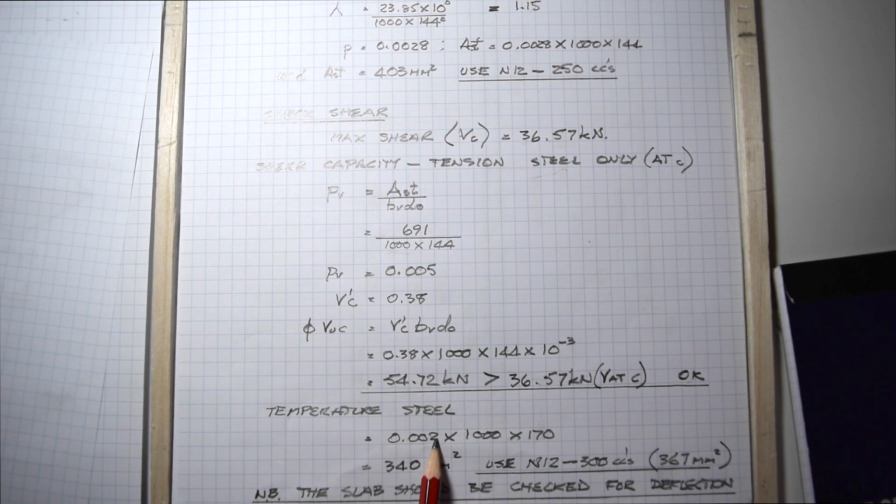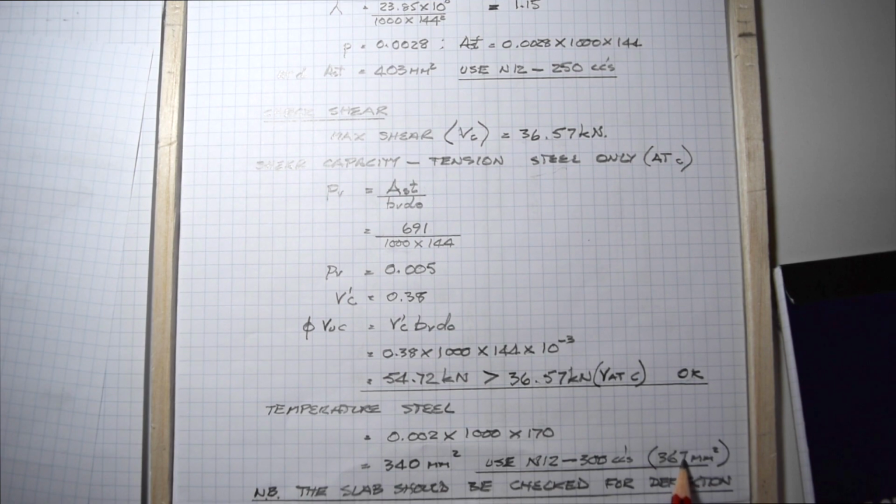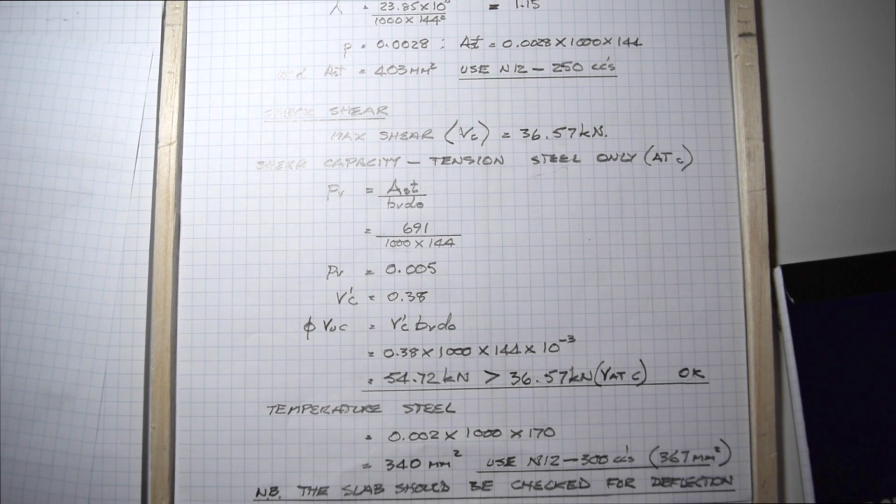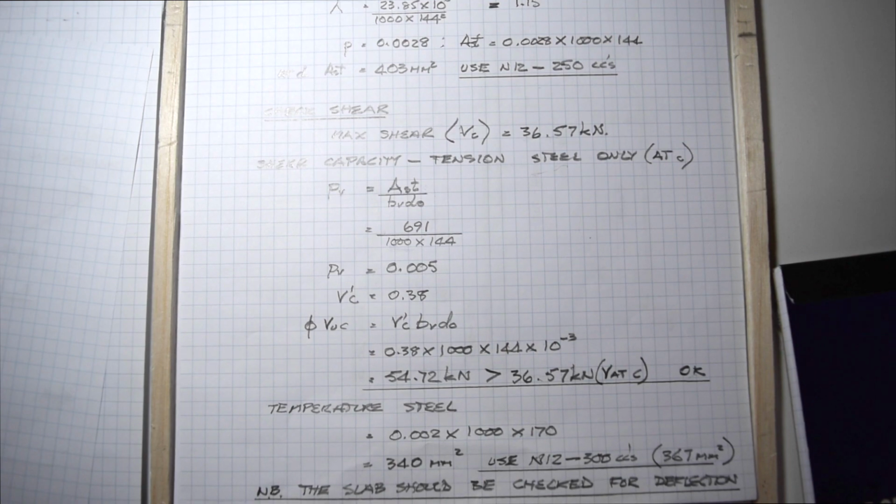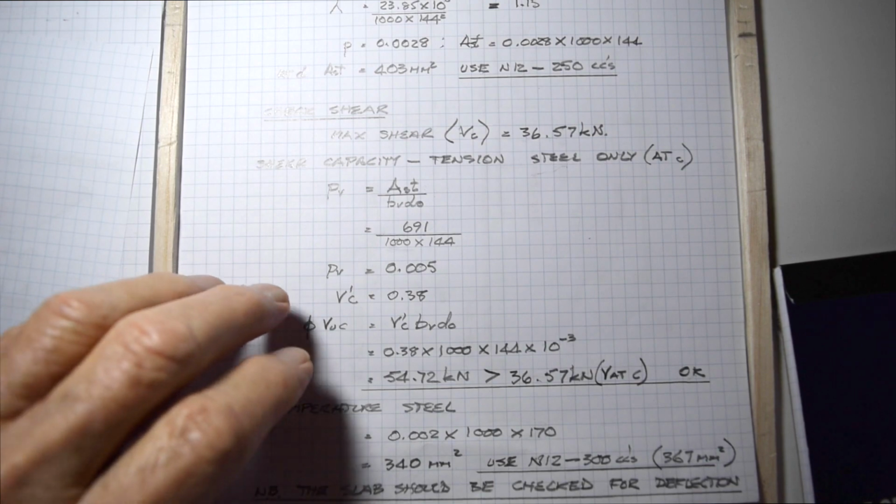170,000 times 0.002 gives you 340 square millimeters. And if you use N12s at 300, you can check these up on the steel chart. It gives you an area of 367, so that is adequate. And I've said NB, the slab should be checked for deflection. We haven't done deflections yet, but you will be doing them shortly in the next few lectures, and then you'd be able to come back and check this slab for deflection.